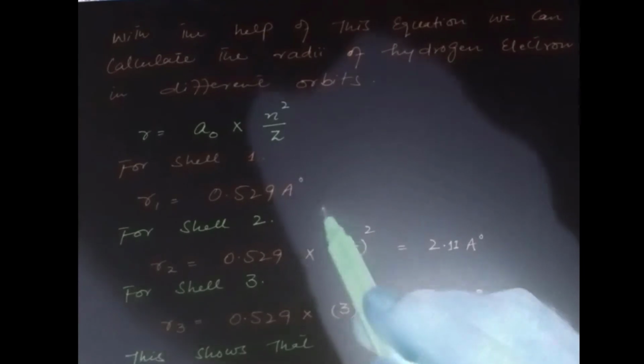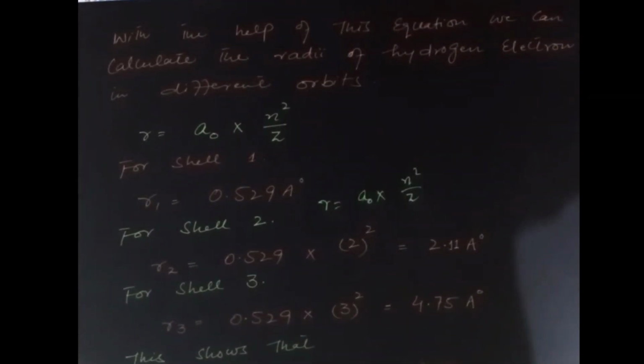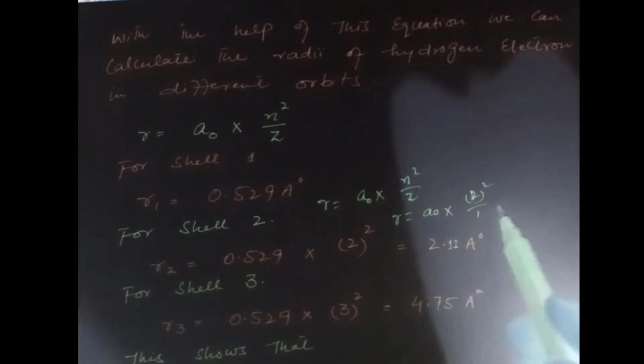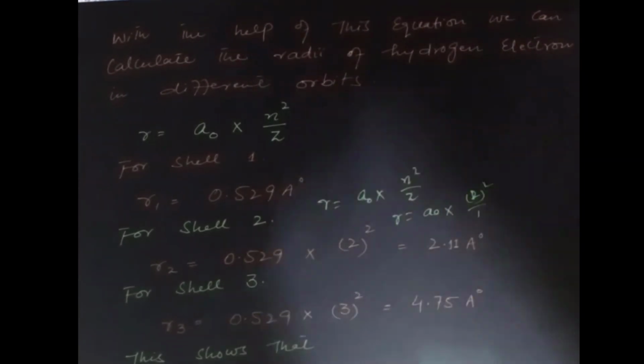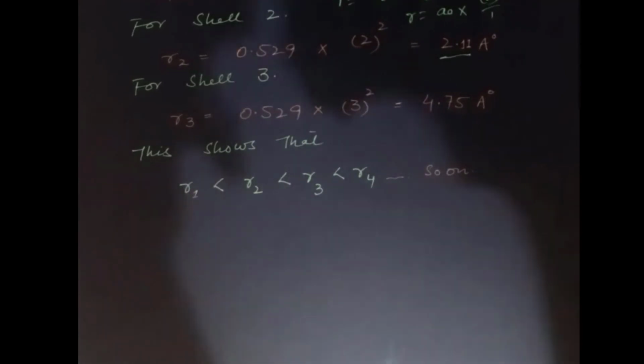In this case r is equal to a naught multiplied by n square divided by Z. In case of hydrogen, shell number 2 is present, so the atomic number is again 1, Z is equal to 1, so no need to write down 1. So r is equal to a naught multiplied by 2 square divided by 1. If we calculate the value, it comes out to be 2.11 angstrom. For shell number 3, putting the value of n as 3 in the equation, 0.529 multiplied by 3 square, we will get the value 4.575.